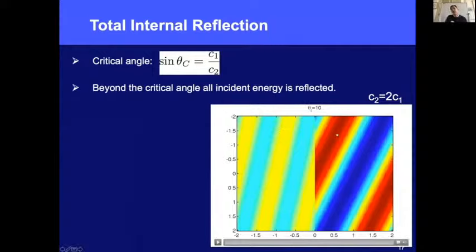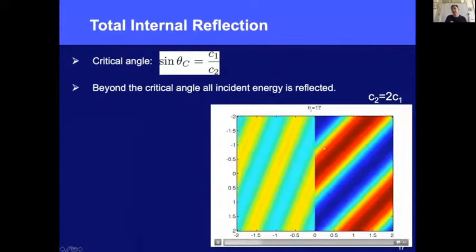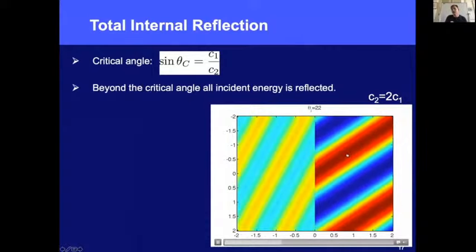Here's the interface, and you can see in the second medium, now it's been bent just a little bit further over. It's got a higher amplitude because the transmission coefficient in this case is greater than 1. So if we play this movie, I'm going to change the angle. So you can see I'm increasing the angle here. And as we increase the incident angle, the transmitted angle is getting stronger and stronger.